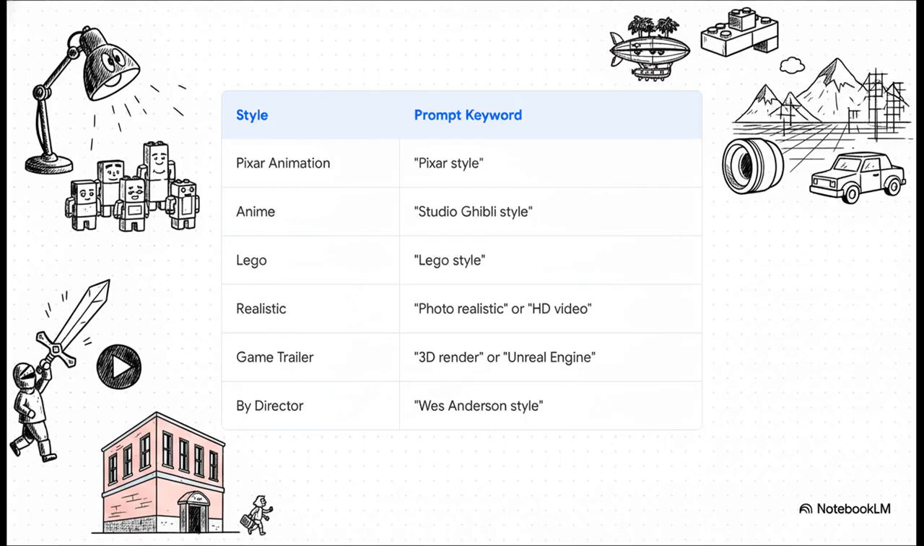And get this, look at all the different artistic styles you can play with. You want that classic Pixar look? Just type Pixar style in your prompt. Dreaming of something that looks like Studio Ghibli made it? Add that keyword. You could make it look like a video game trailer, a Lego movie, or even copy the iconic style of a director like Wes Anderson. The possibilities are just wild.